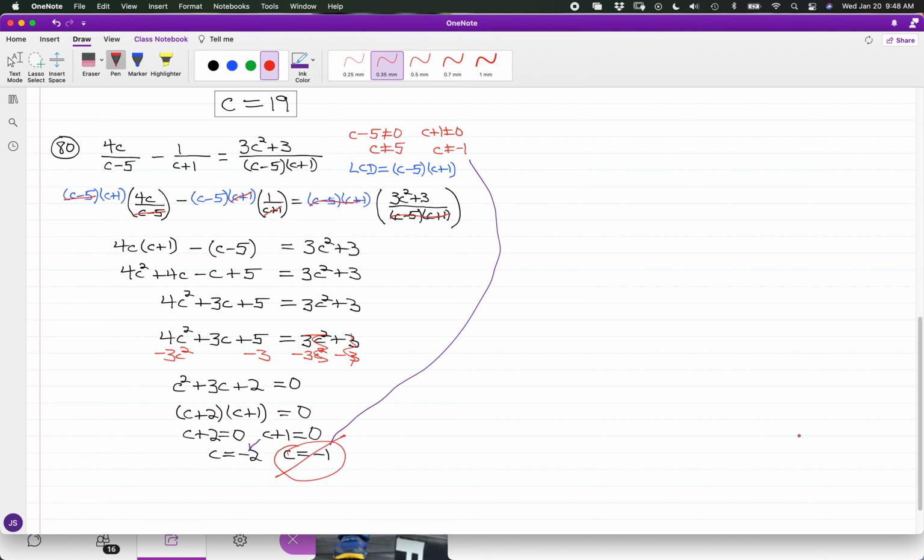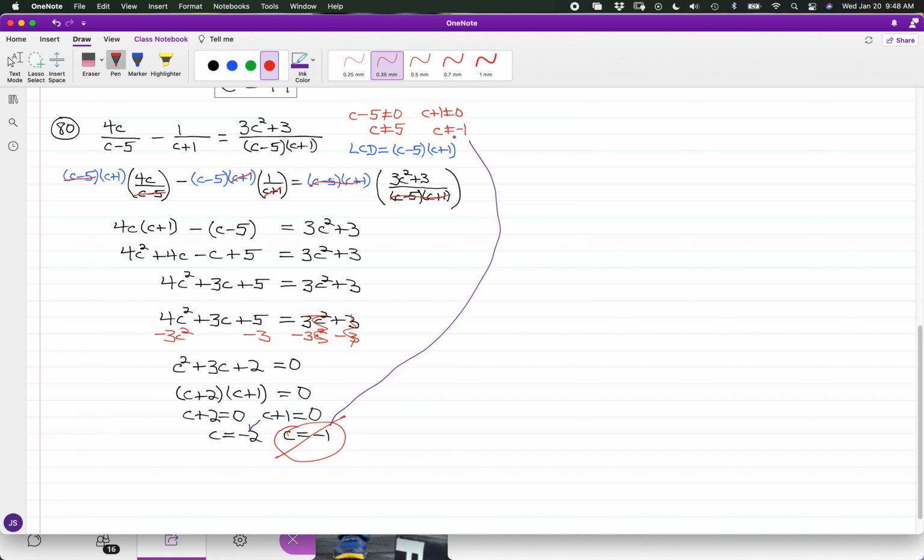So there could have been up to 2 solutions, but because -1 is one of the restricted values, we have only one value that will work throughout for this equation, and that is C equal to -2.